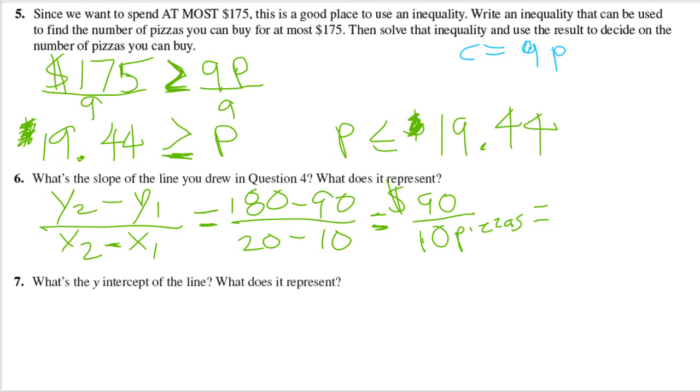So my slope is $9 per pizza. And hopefully you all realize we could have gotten that straight from the story. At this point, I want you to be able to do the calculation, but I also want you to recognize that's the number that came right in the story. Okay.